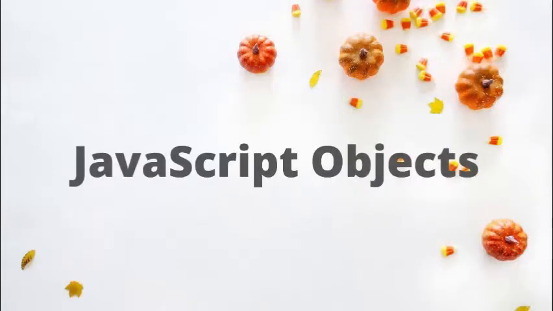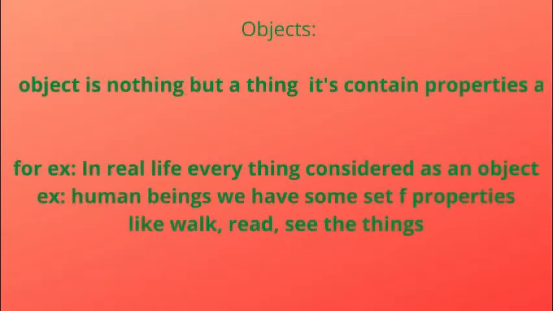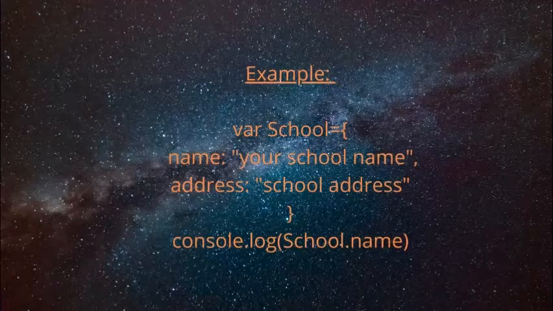Now we have to discuss non-primitive data types of JavaScript like objects, arrays, and functions. Now we have to know about objects. An object is a thing that contains properties and methods. For example, in real life, everything is an object. If you take us, we have some properties, like we can talk, we can walk, like that. We have so many properties. In JavaScript, we declare an object within curly braces with the name of the object. Here you can see an example.